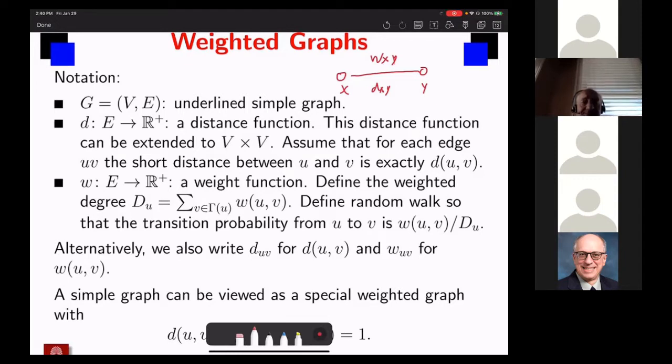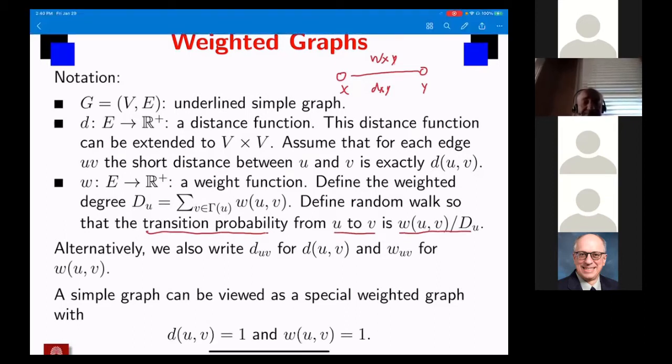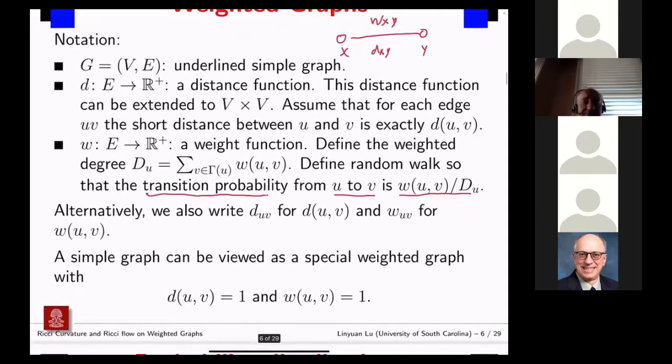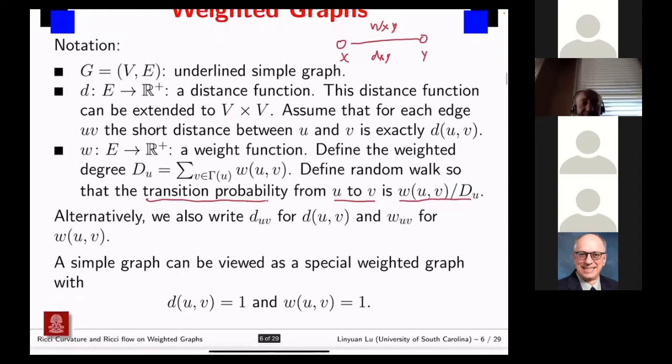So the random walk, the transition probability from U to V is given just using the weight W. But the distance uses the D, okay? Now, if we go back to the simple graph, for a simple graph you just set all the distances D(u,v) and W(u,v) equal to one. So that's the old definition, then I come back to the simple graph.